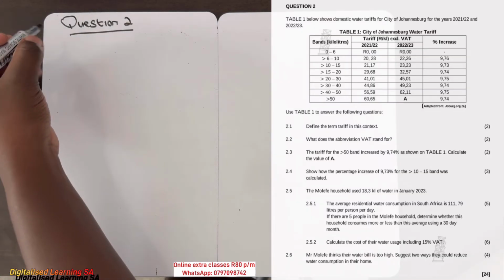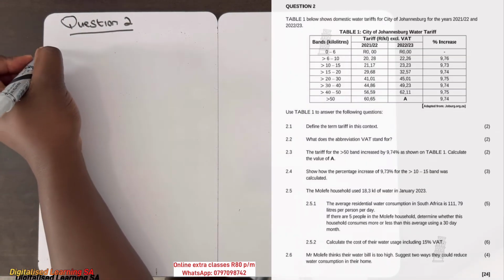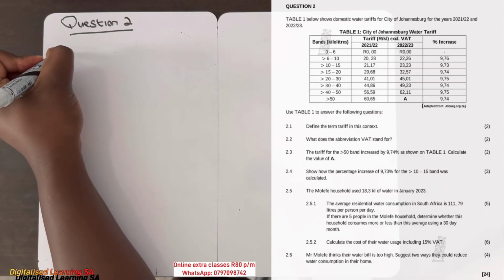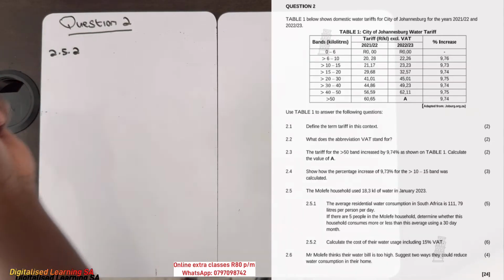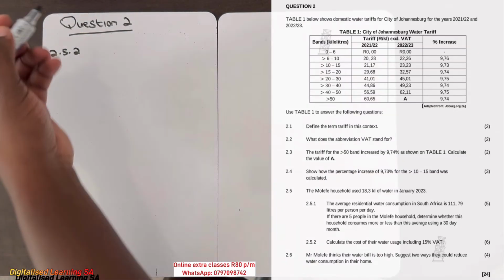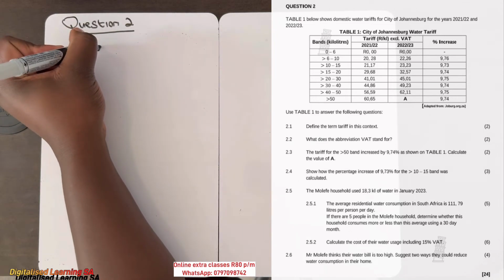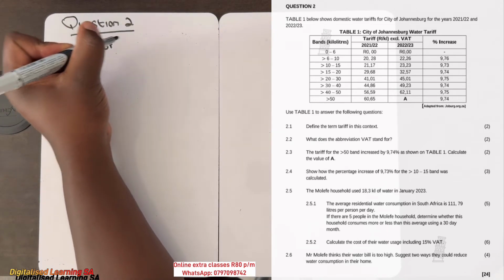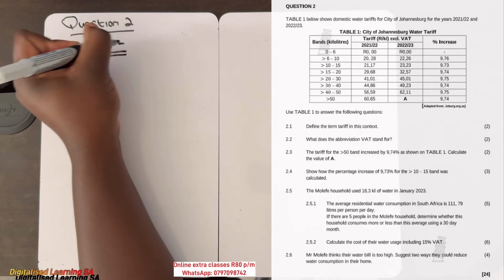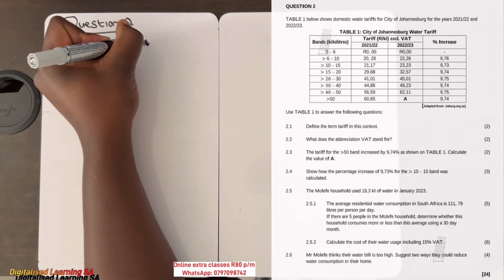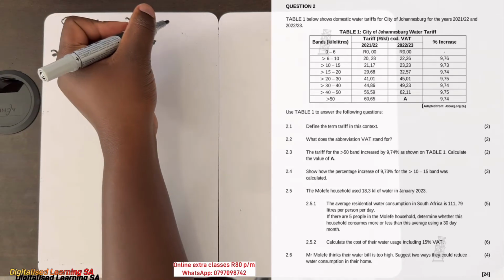So now let's move to 2.5.2. It says calculate the cost of their water usage, including 15% VAT. So now we need to calculate the cost of their water usage.